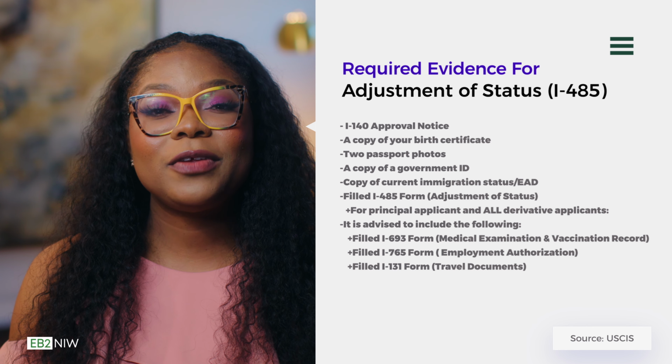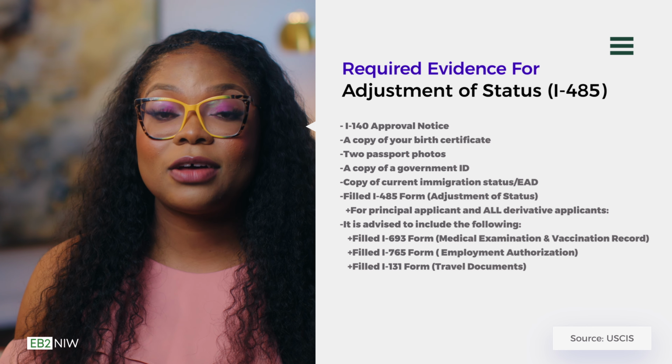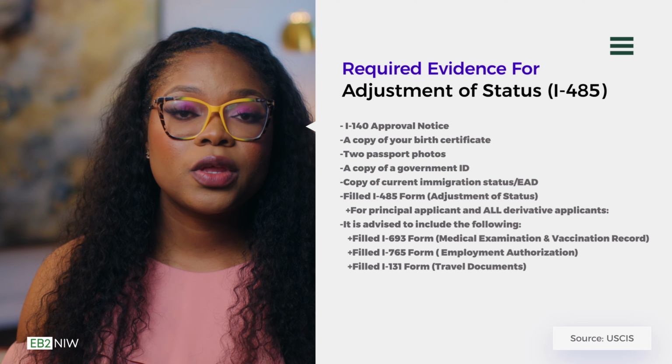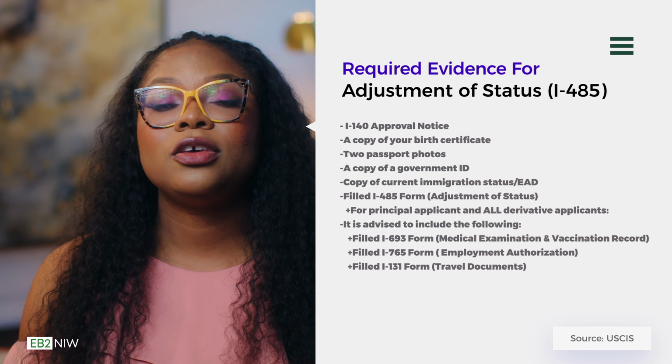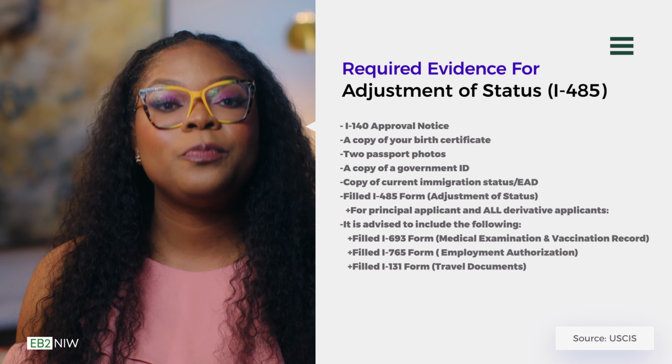You want to put your evidence of your current immigration status. Now, these are for people who are within the US. You want to put evidence of your current immigration status. So if you're F1 OPT, you want to put your current I-20 in there. You want to put a copy of your current EAD card in there, right?